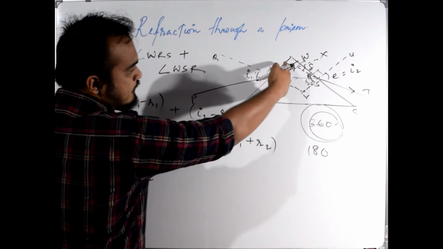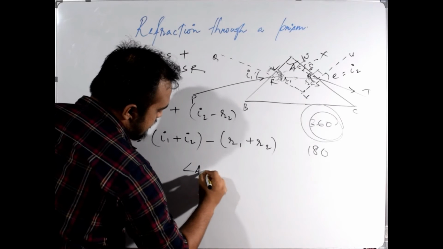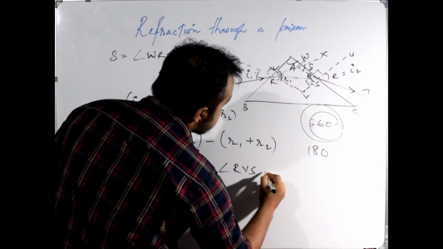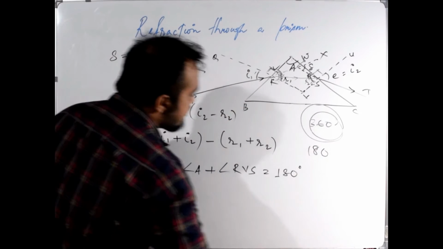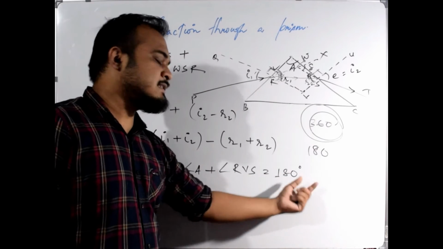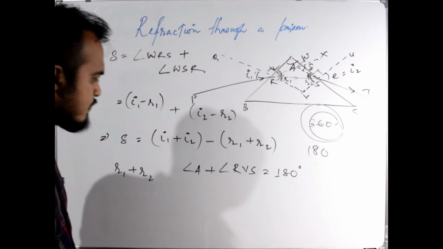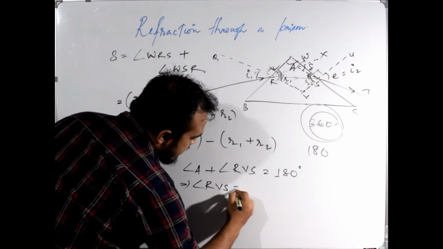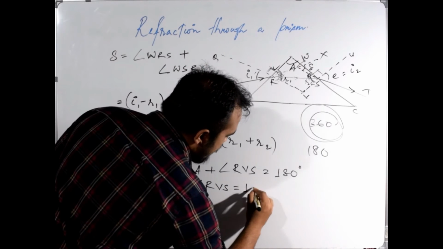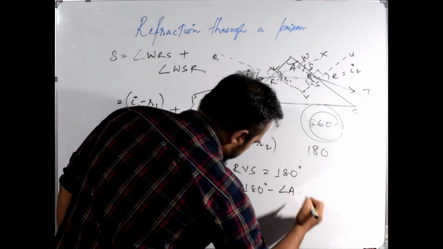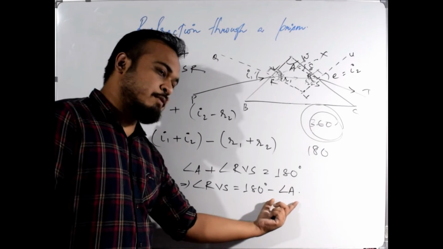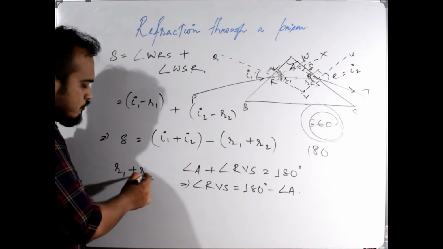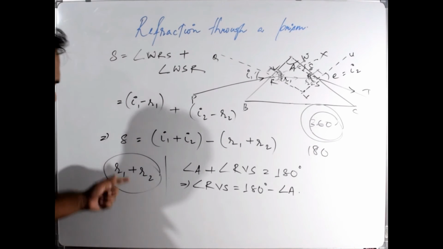So what can we say? Then we can say angle A plus angle RVS is equal to 180 degrees. Now RVS can be written as 180 minus angle A. So R1 plus R2... now we have written this on the side.